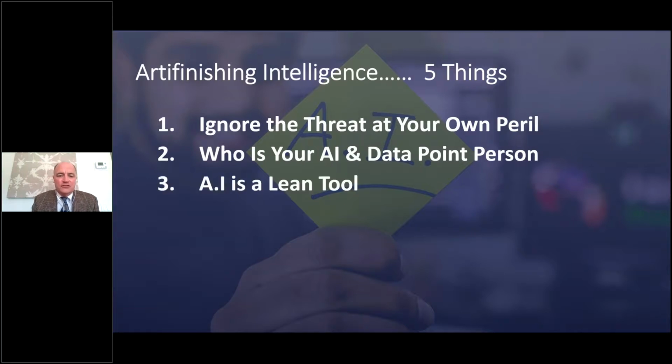Think of artificial intelligence as a lean tool. So we use it to improve our processes. We use it to improve our customer experience. We find the problem and we use AI to fix the problem. We don't start with AI and try to find problems to fix.